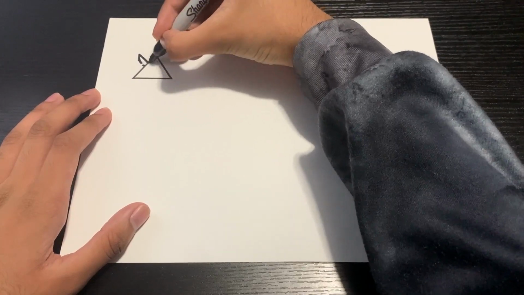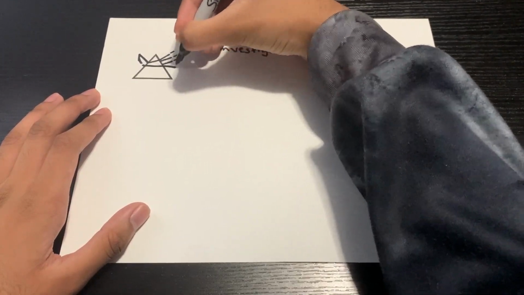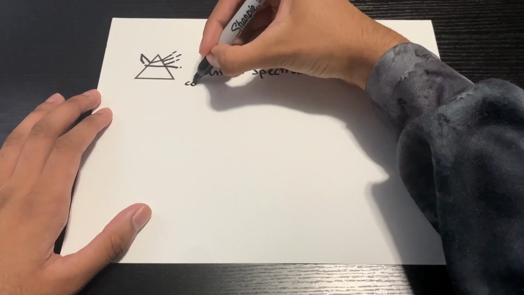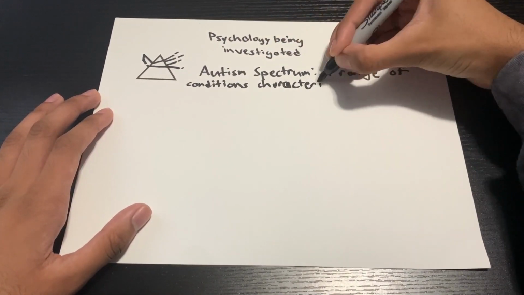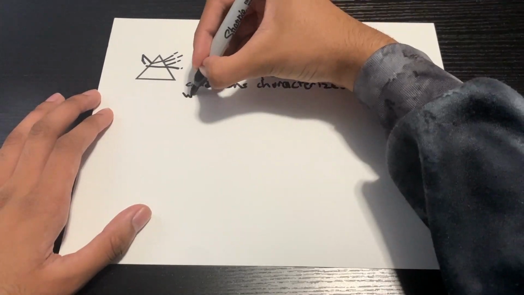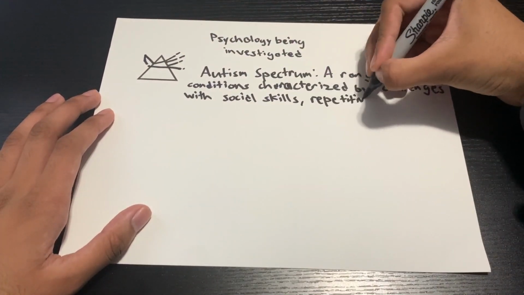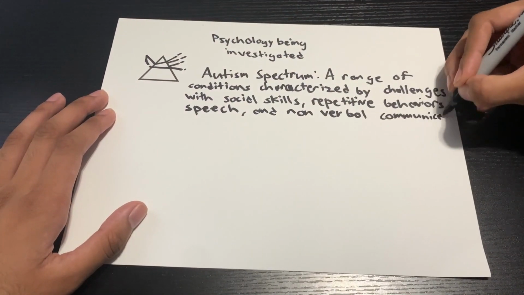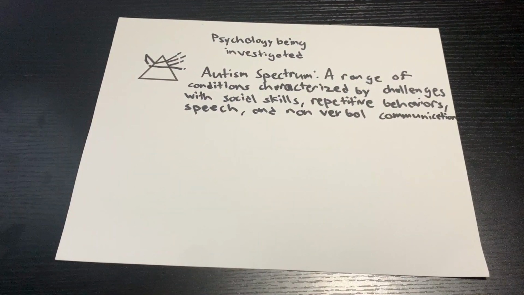To begin, we'll be looking at the psychology being investigated in Baron Cohen, the autism spectrum, which is a range of conditions characterized by challenges with social skills, repetitive behaviors, speech, and nonverbal communication. The spectrum refers to the relative severity of the autistic traits in a person.